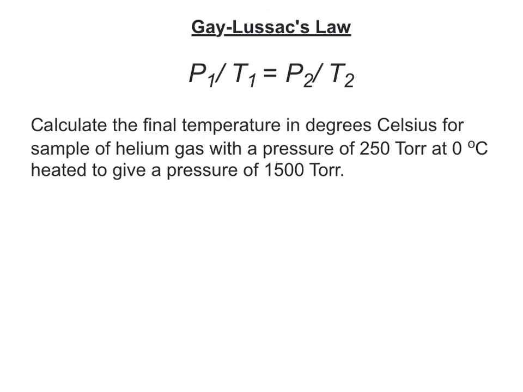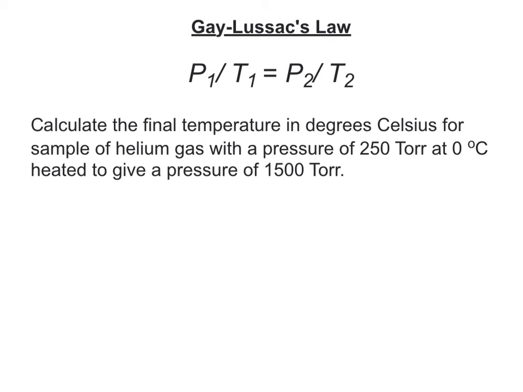Gay-Lussac's law relates the pressure of a gas to its temperature. When the temperature of a gas increases, its kinetic energy increases. Therefore, the pressure of the gas increases. Calculate the final temperature in degrees Celsius for a sample of helium gas with a pressure of 250 torr at 0 degrees Celsius, heated to give a pressure of 1500 torr.